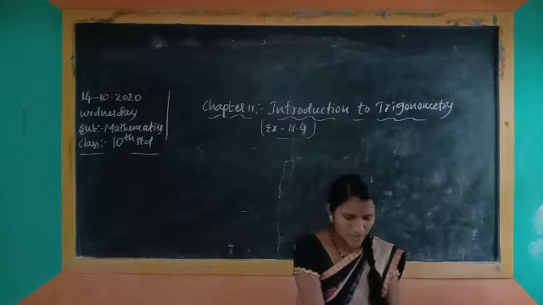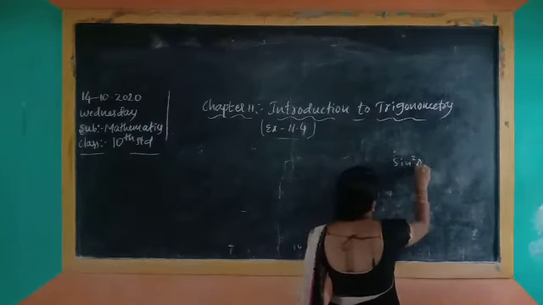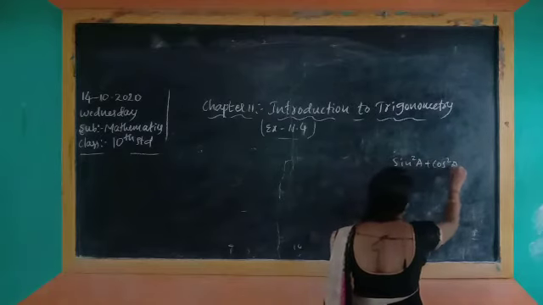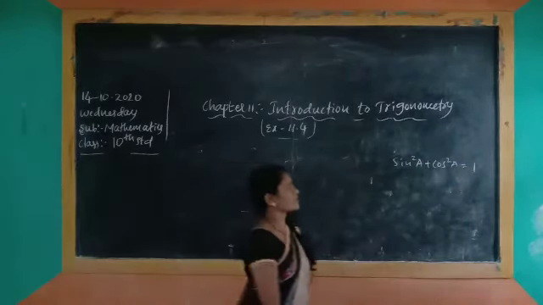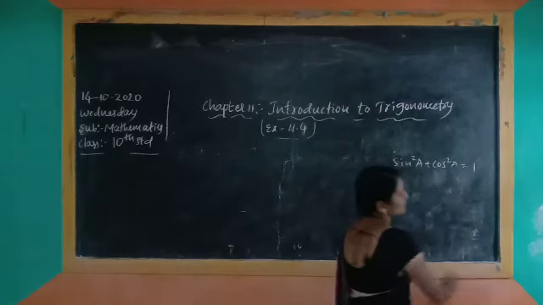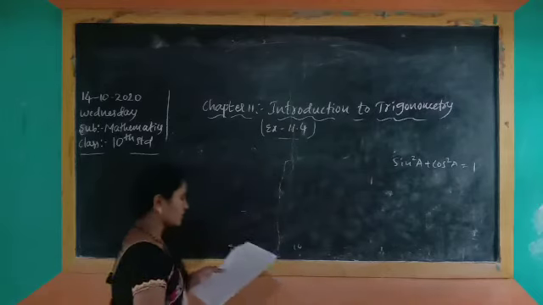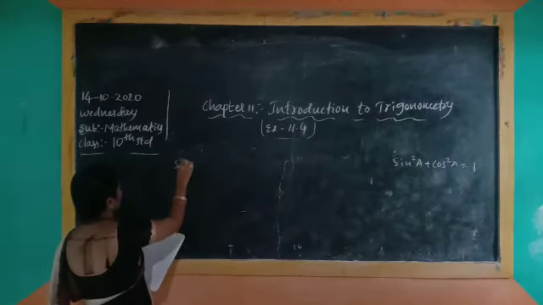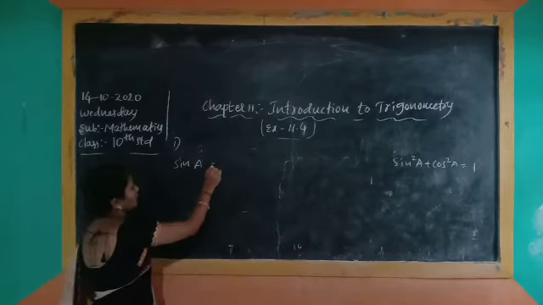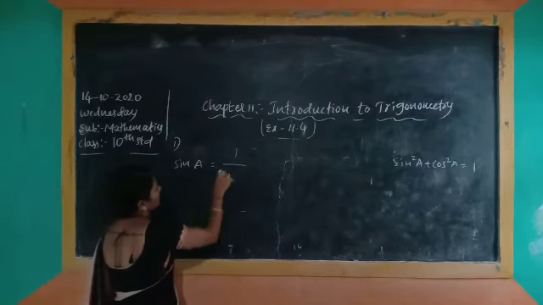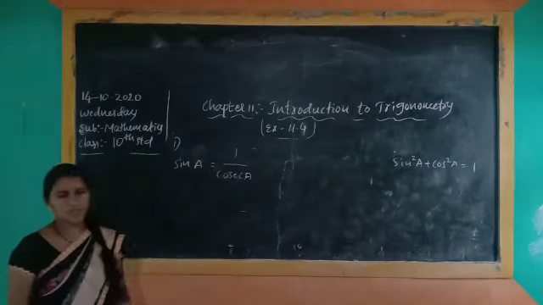Here are the formulas you know: sin square A plus cos square A is equal to 1. These are the trigonometric ratios. In terms of cot, I will write sin A. You know already, sin is the inverse of cosec, that is, 1 by cosec A.